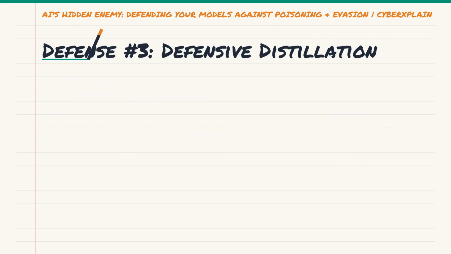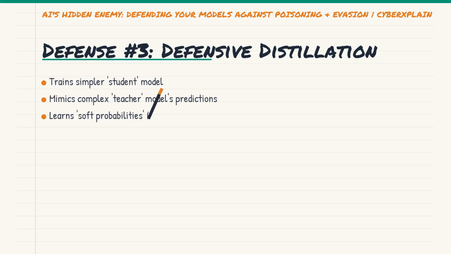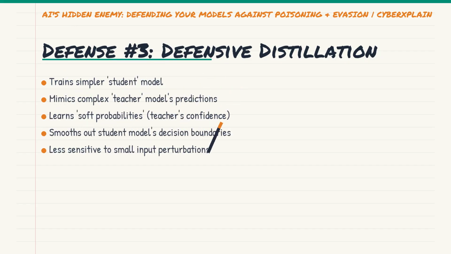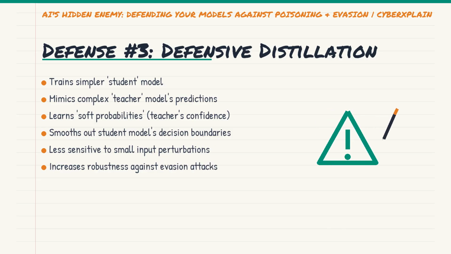Let's explore another cool technique, defensive distillation. Imagine you have a complex, highly accurate teacher model. What we do is train a simpler student model to mimic the predictions of the teacher model, rather than directly learning from the raw data labels. The student model learns the soft probabilities from the teacher, for example, 80% chance of malignant, 20% benign, instead of hard labels, malignant. This process smooths out the decision boundaries of the student model, making it less sensitive to small input perturbations and thus more robust against evasion attacks. It makes the model less jumpy and more stable.